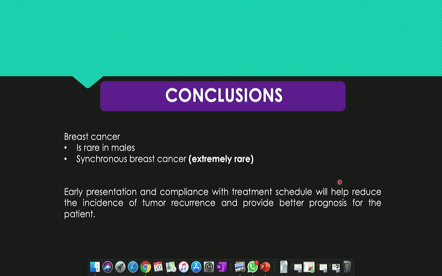In conclusion, breast cancer is rare in males, and bilateral synchronous breast cancer is extremely rare. Early presentation and compliance with treatment programs will help reduce the incidence of tumor recurrence and provide a better prognosis for the patients.